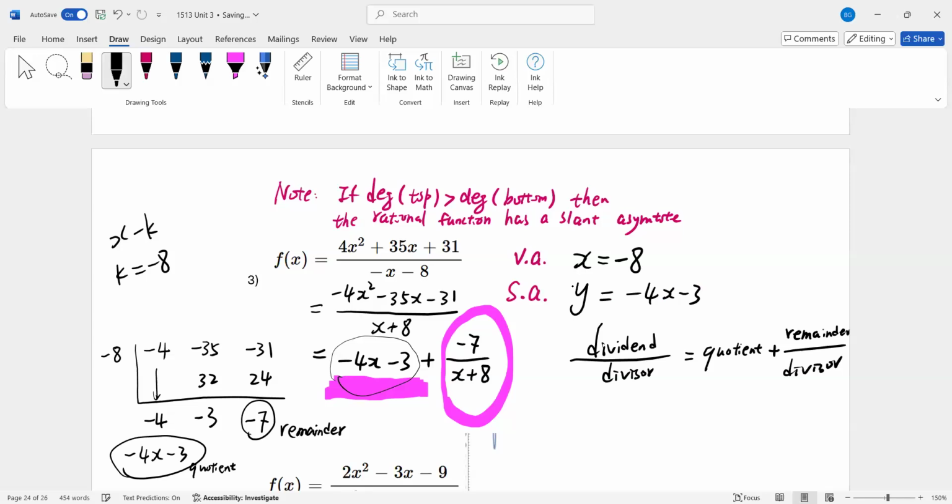Question? When the numerator has a higher degree than the denominator, the rational function has a slant asymptote. How do we find that slant asymptote? We can use either long division or the synthetic method to find the quotient, using the numerator as the dividend and the denominator as the divisor.